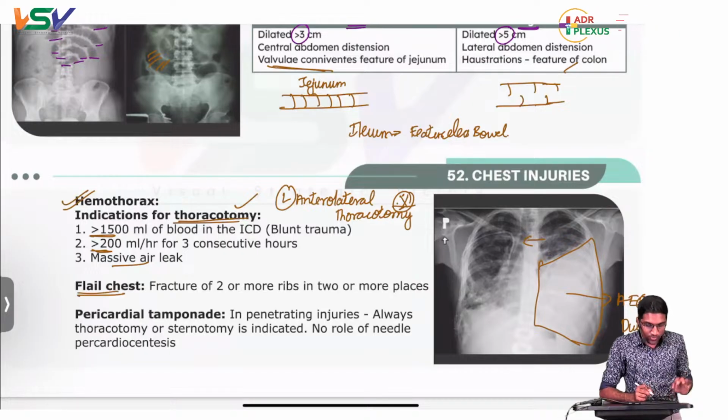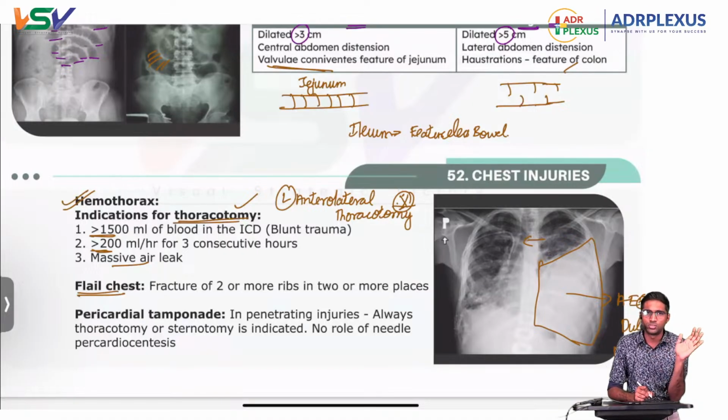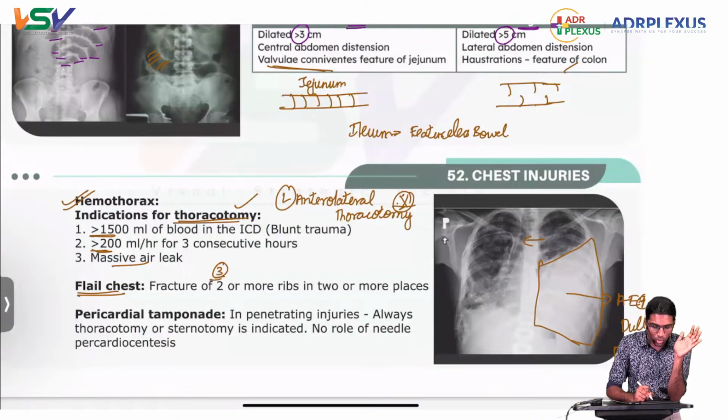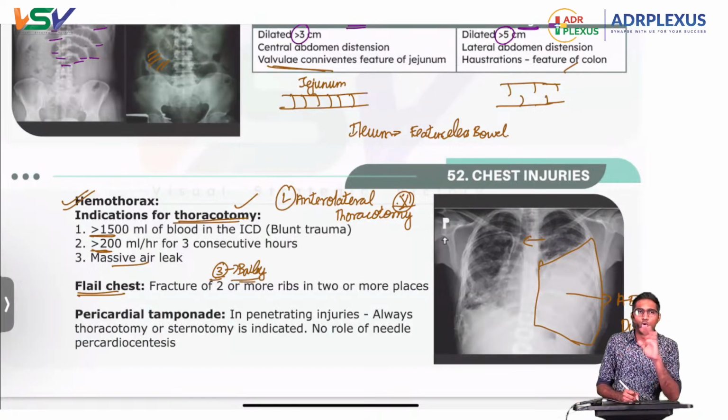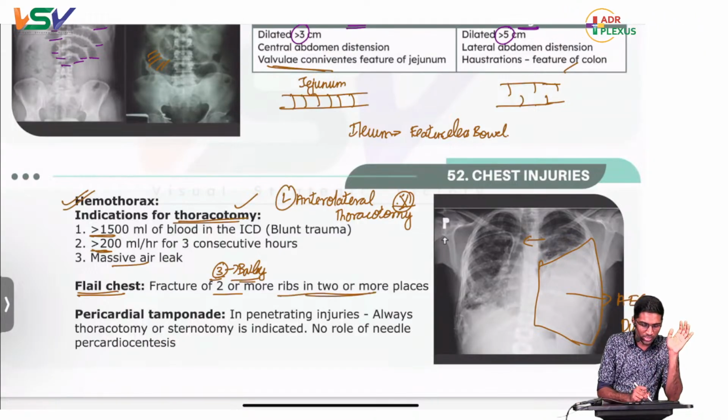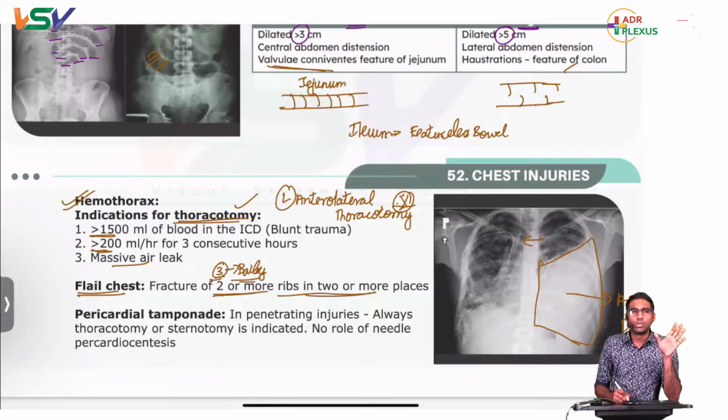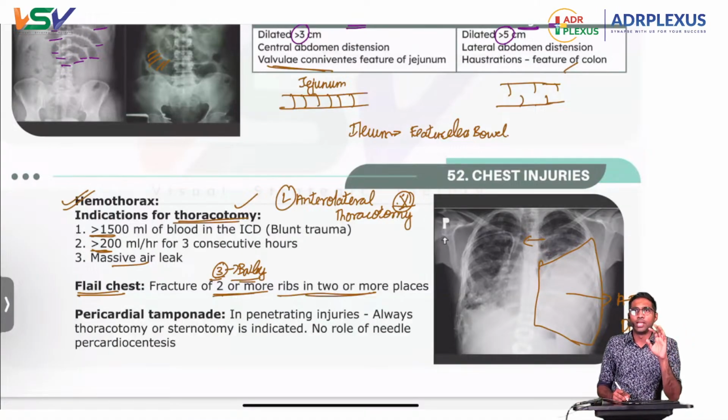So flail chest, there are multiple definitions in different books. Only Bailey says it is fracture of 3 or more ribs. This is only given in Bailey. Fracture of 3 or more ribs in 2 or more places. All other books only mention 2 or more ribs in 2 or more places. For exam purpose, please follow the definition given in Bailey.